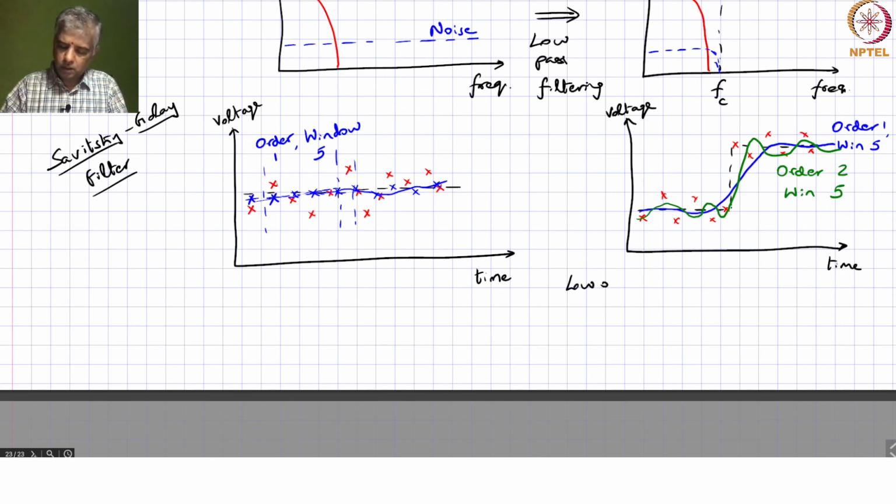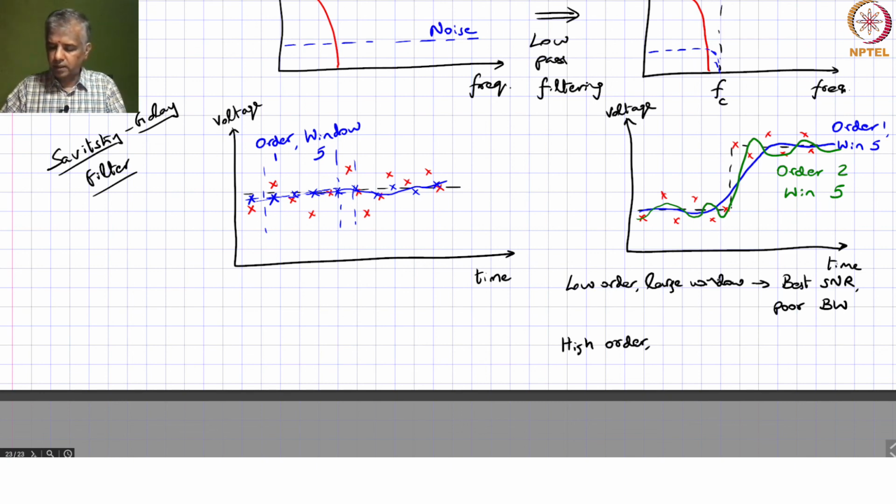Maybe I can just summarize what I said here. Basically, low order and large window, you have the best SNR improvement, but poor bandwidth, whereas high order and low window size gives only a moderate improvement in SNR, but better bandwidth.